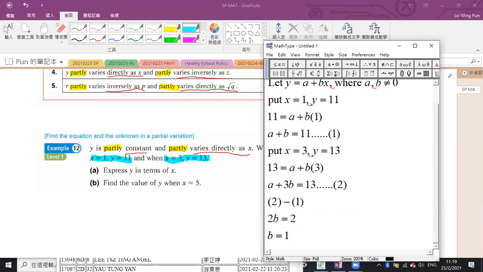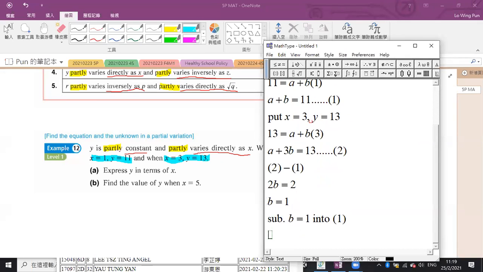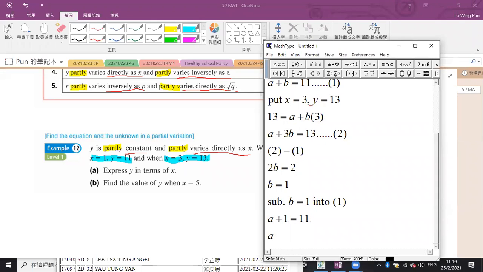Is that okay? And then after finding out the value of one unknown, we can just put it back into either equation 1 or equation 2 to solve for the other unknown. So we will substitute b equals 1 into equation 1. Okay, so we have a plus 1 is equal to 11, right? So we can find that a is equal to 10.